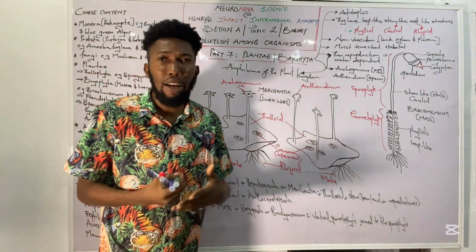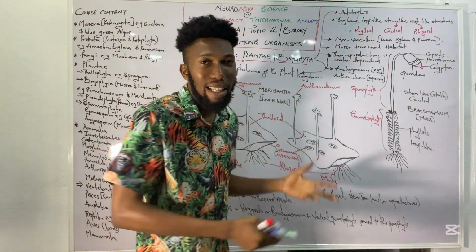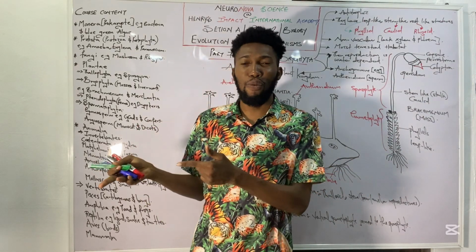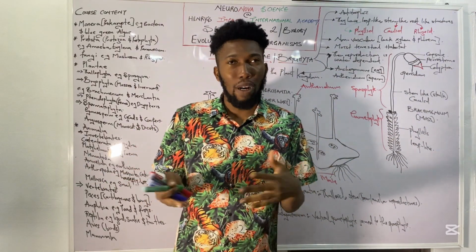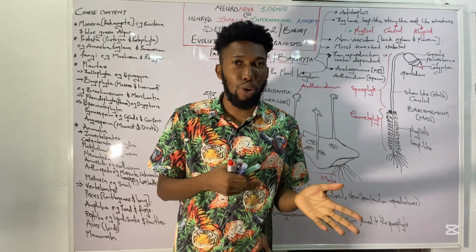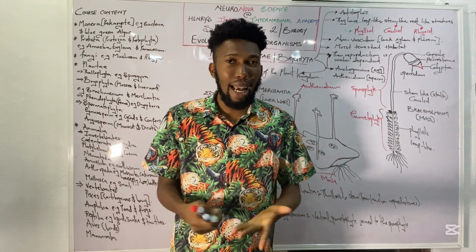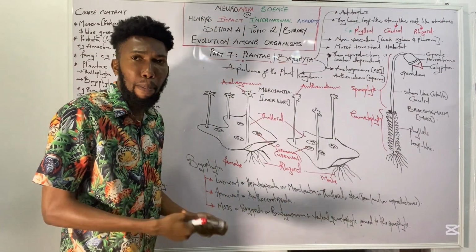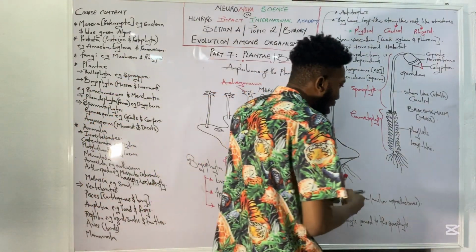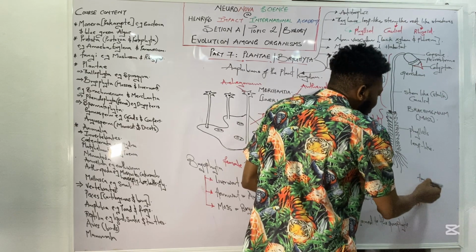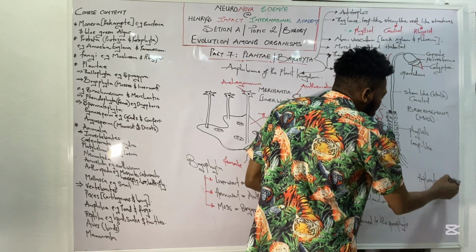Now, the life cycle of your bryophyte is similar to the life cycle of your thallophyte. So to understand the life cycle of our bryophyte, just go and watch our previous lecture, part 6 on thallophyte. What kind of life cycle do they exhibit? They exhibit what we call haplontic life cycle, like we spoke about earlier.